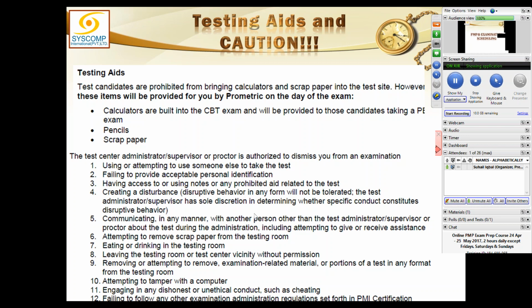Because this exam is 4 hours long, there are certain other things you must consider. For example, this exam of 4 hours, you will have 200 questions.